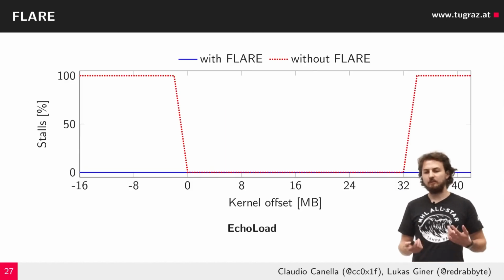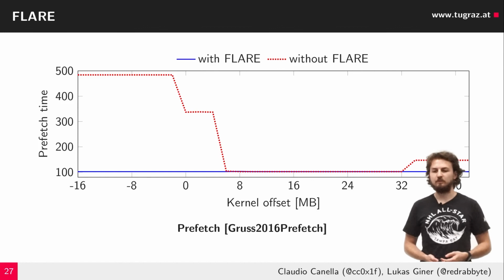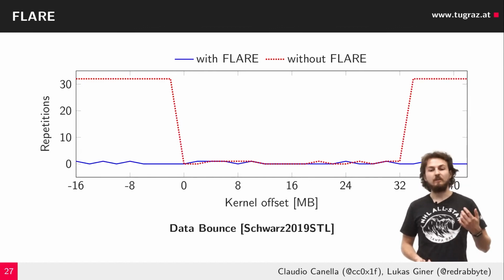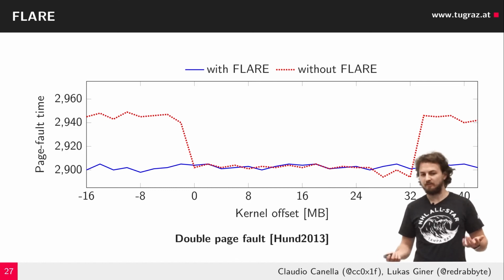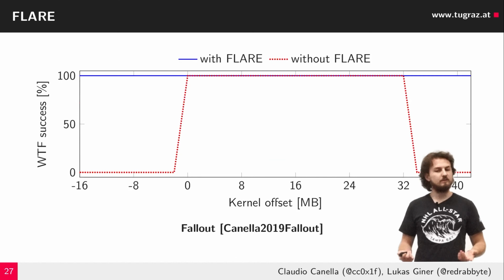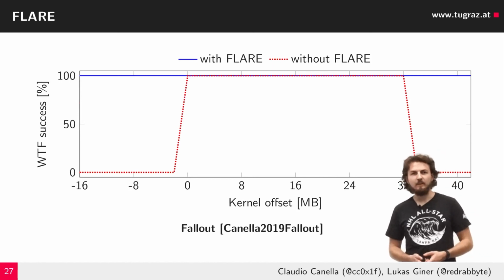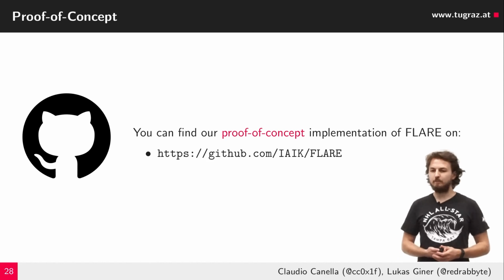And if we take a look at all the other attacks, we also see here that with FLARE, you cannot differentiate the position of the kernel independent of which attack you use, be it page sizes, data bounds that we've seen earlier, the double page fault, which also uses the DTLB, DrK, also the DTLB, and Fallout. Now you can find a proof of concept implementation of FLARE on our GitHub page.